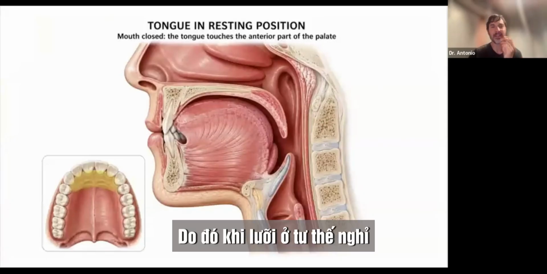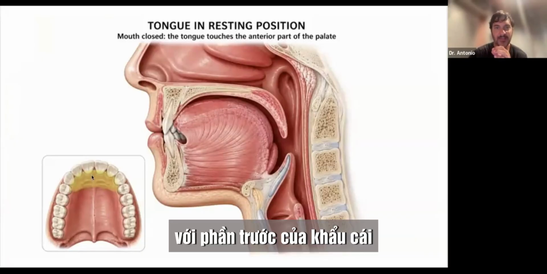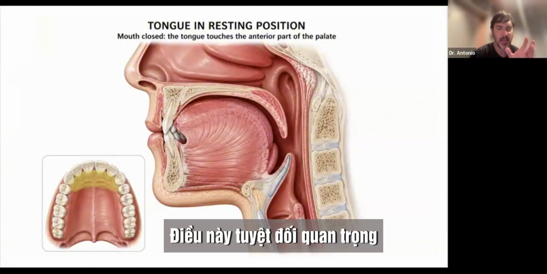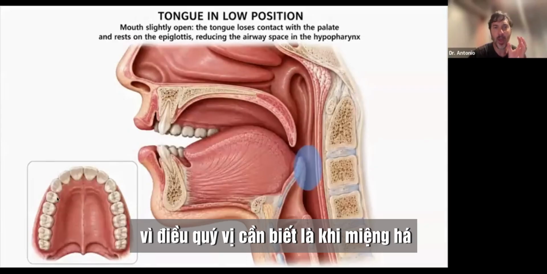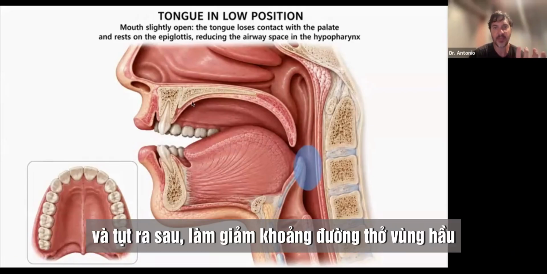So, when the tongue is in resting position, the mouth is closed and the tongue always needs to touch the anterior part of the palate. This is absolutely important because you have to know that when the mouth opens, the tongue loses contact with the palate and falls backward, reducing the pharyngeal airway space.